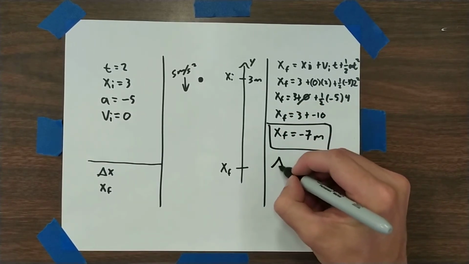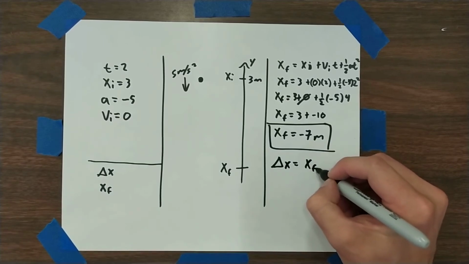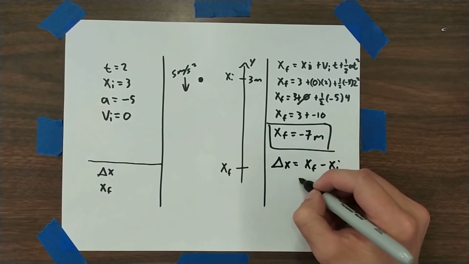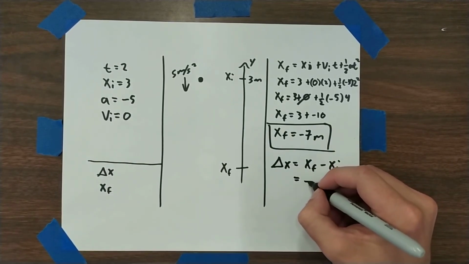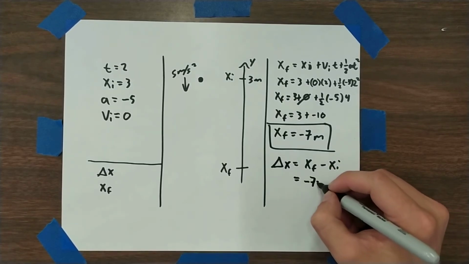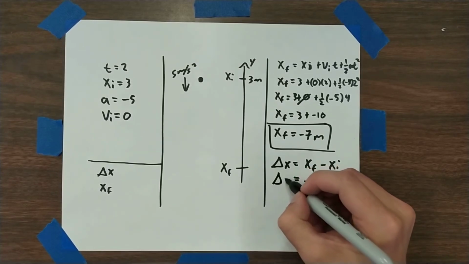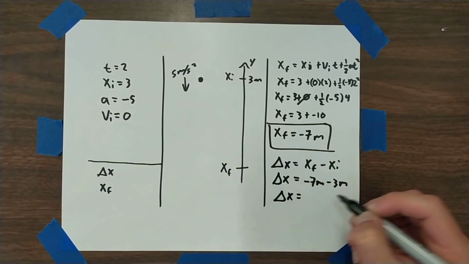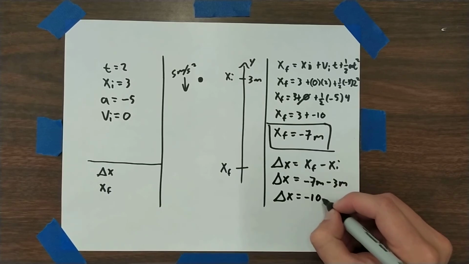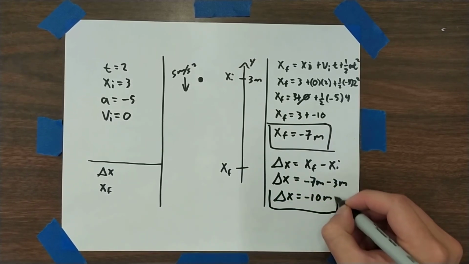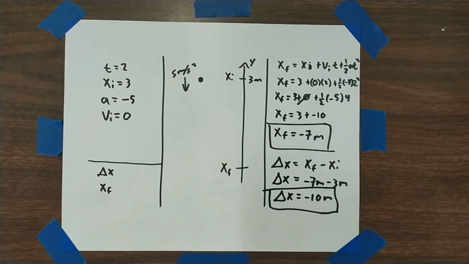For delta x, we know that delta x is equal to x final minus x initial, which is equal to negative 7 meters minus 3 meters. So delta x is equal to negative 10 meters. All right. So that's how you do that problem.